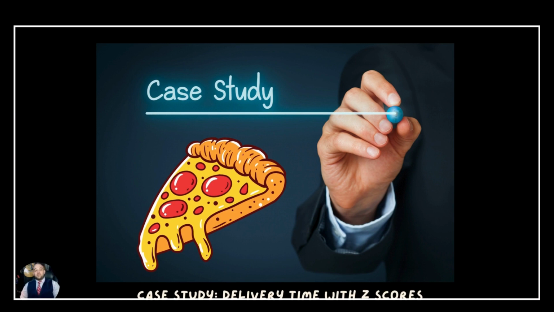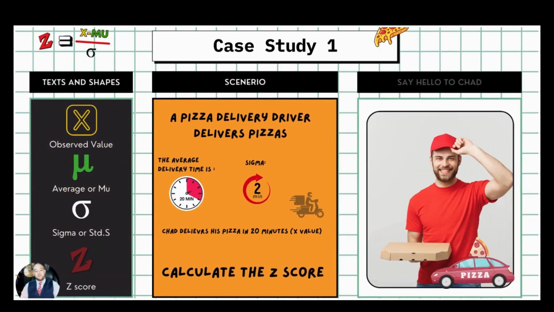So in this case study, we're going to look at delivery times with Z-scores. I have this case study here. I want you guys to take a little look over. If you look over to the left, the text and shapes are going to be what the data are. We talk about X minus mu divided by sigma. X is going to represent your observed value. The average, or mu, is going to be represented by that symbol. And your sigma, or standard deviation of a sample, is going to be represented by that, along with the Z-score, of course.